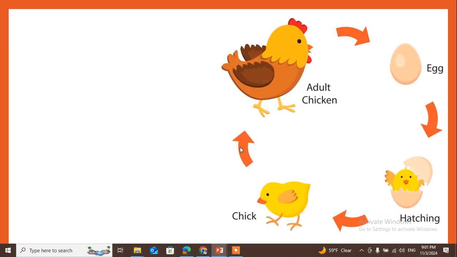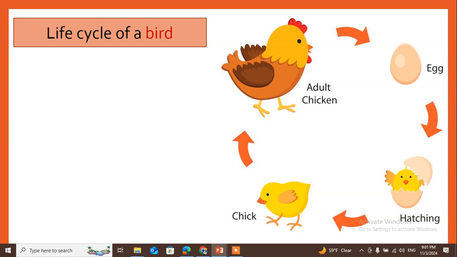Now, let's talk about the life cycle of a bird. So different kinds of animals grow in different ways. The steps of their life cycles are different. Now, let's start with the life cycle of a bird. As you can see, this is the life cycle of a chicken.